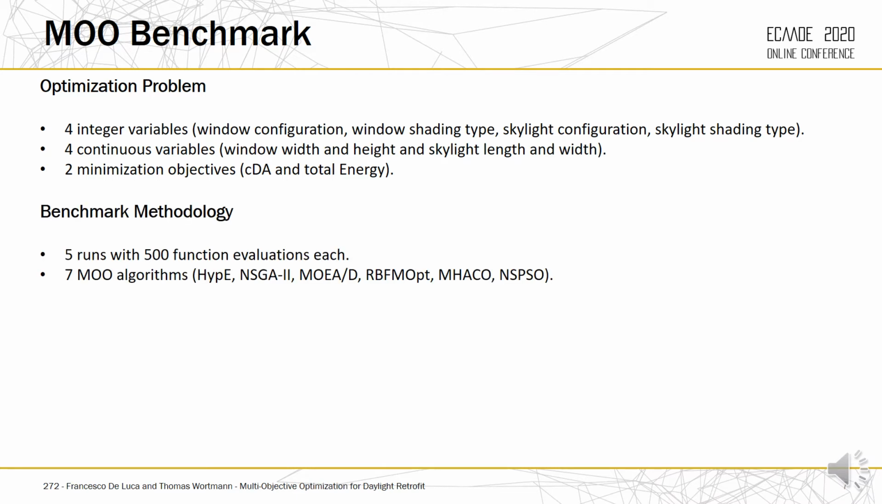For the optimization benchmark, we compare 7 multi-objective algorithms using 5 runs of 500 function evaluations each. Every function evaluation requires an energy and a daylight simulation. 3 of the tested algorithms, HYPE, NSGA2, and MOEA/D, are evolutionary. These algorithms differ in terms of the metrics they use for the multi-objective optimization, with HYPE using the hypervolume metric. MHACO is based on ant colony optimization and NSPSO on particle swarm optimization.